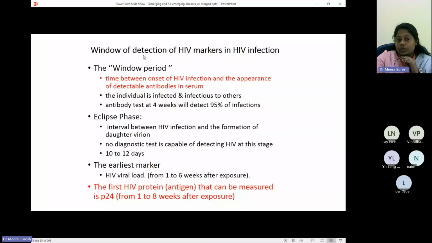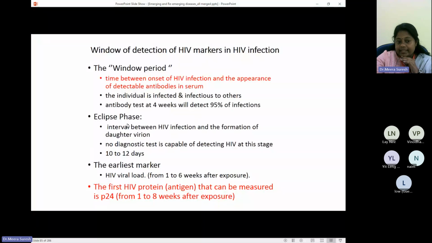So there is a window period, a window of detection of HIV markers in HIV infection. The window period is the time between onset of HIV infection and the appearance of detectable antibodies in serum. So the individual is infected and infectious to others. Antibody test at 4 weeks will detect 95% of infections.